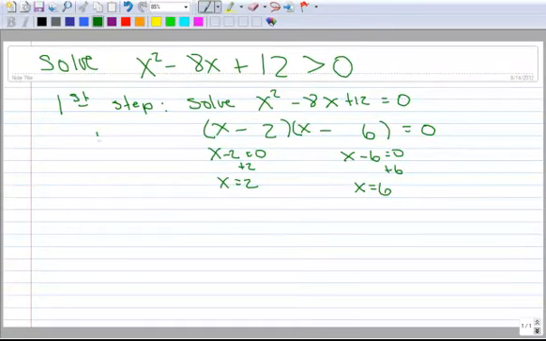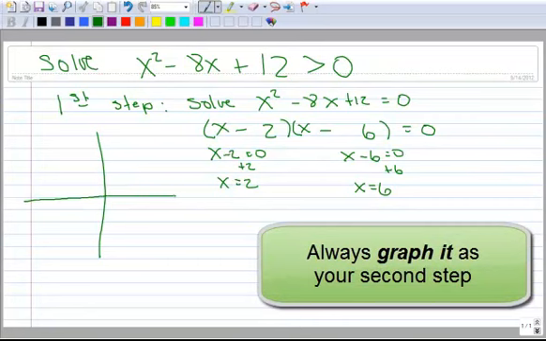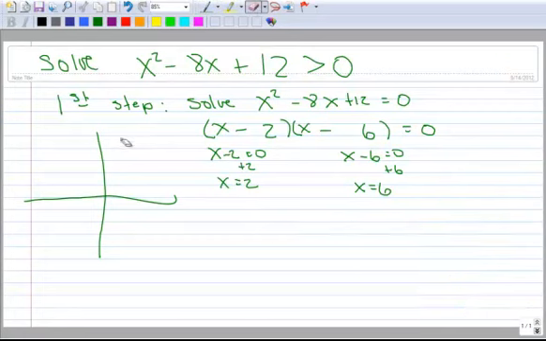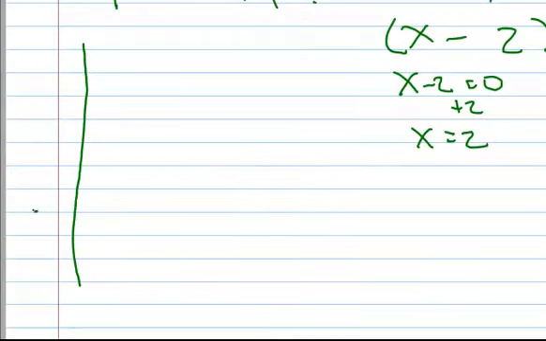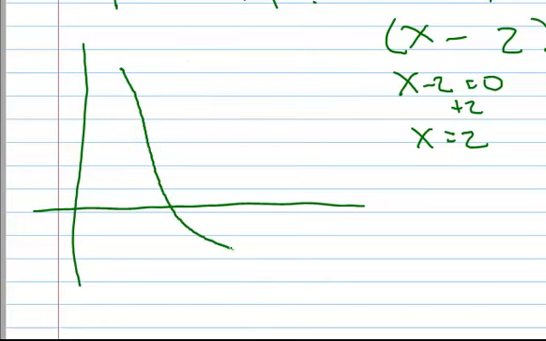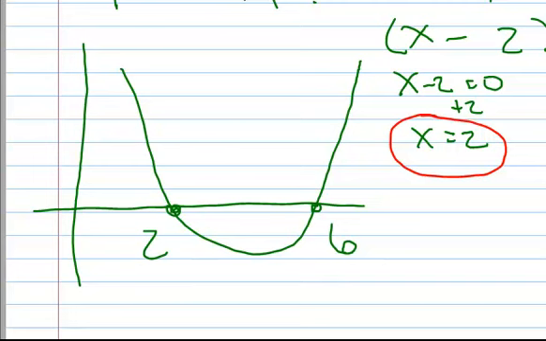Okay, now at this point you're going to draw yourself a graph, and you're going to draw the sketch. Let me erase part of this and do this over again. Because both x's are positive, I can just make my graph like this. It's a positive leading coefficient, so it opens up. There it is. And this is x equals 2. This is x equals 6. So that was your first step, to solve for these right here, your solutions.